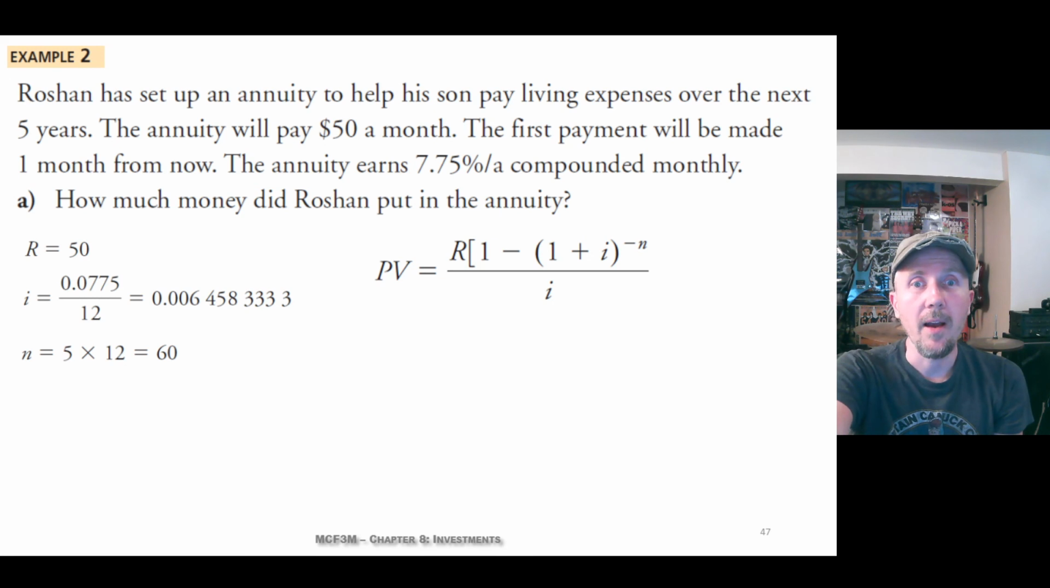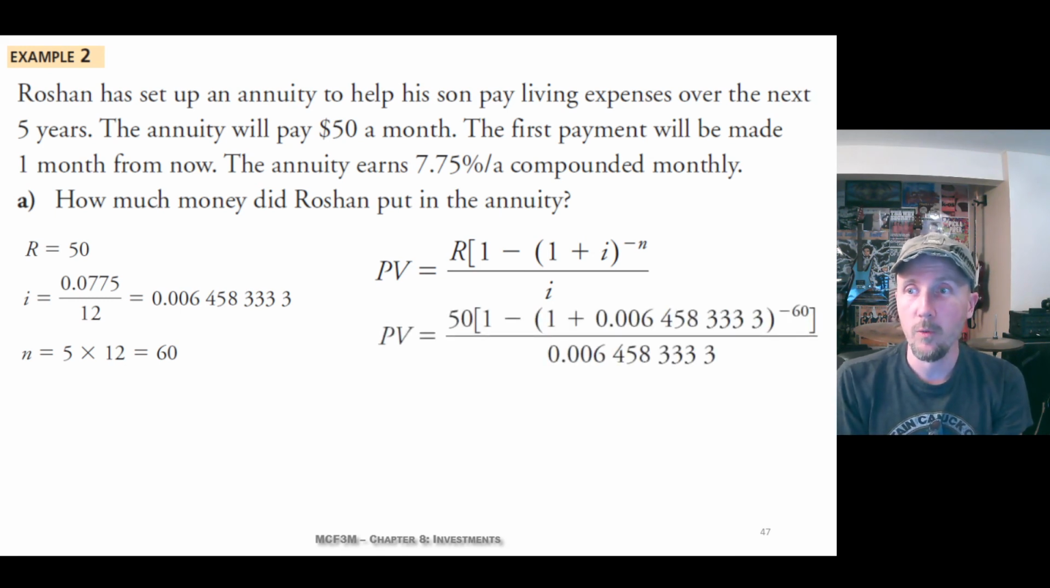Now our R is how much is coming out. That's our payment, so we're taking out 50 bucks. All we got to do, we get this formula, remember, is pull those numbers out of the description of what's happening, sub it into our formula.